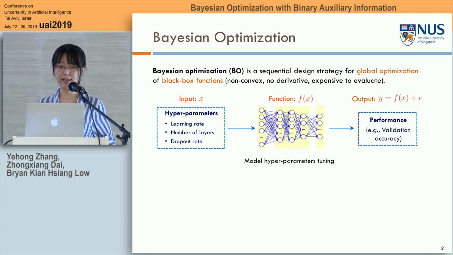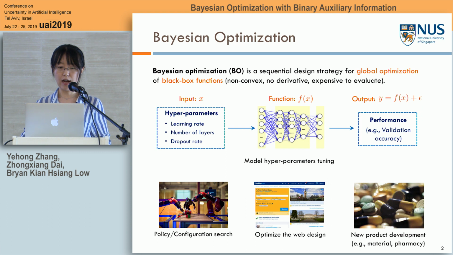In this application, usually we treat the hyperparameters as the input and the performance of the machine learning model as the output. We treat the whole machine learning model as a black box function. Other BO applications include optimizing the policy or configuration of robotics, and it has also been used to optimize web design or the formulation and process parameters of new product development.